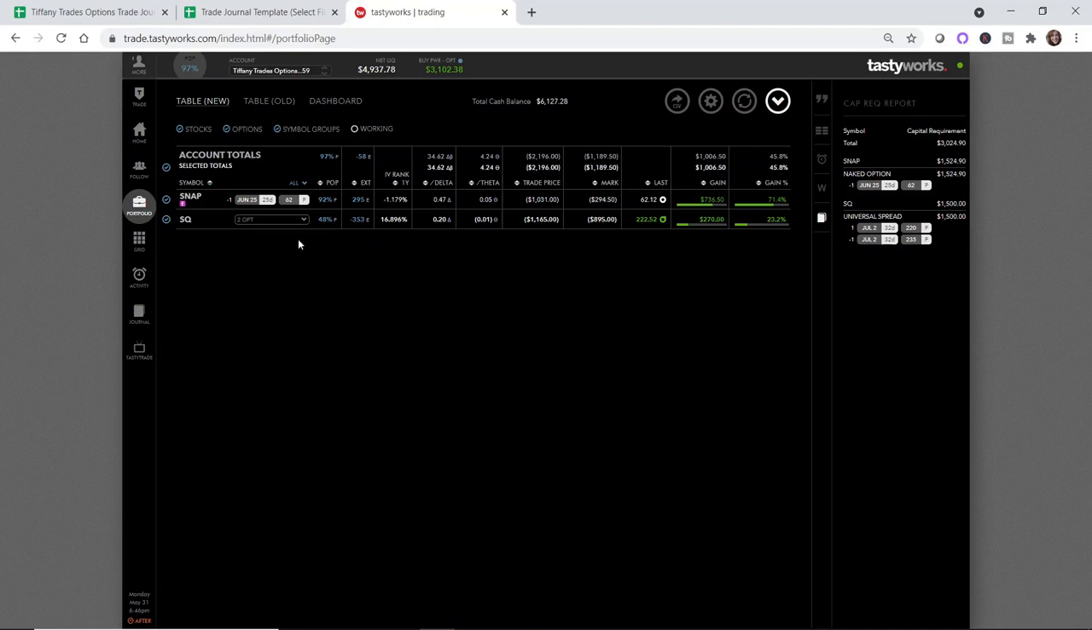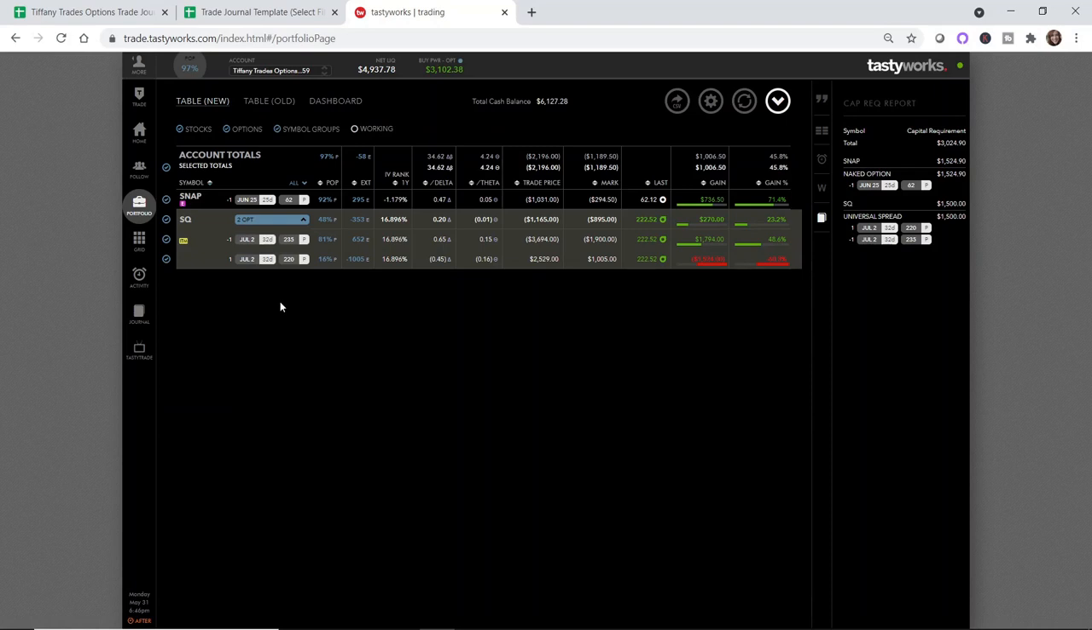The second position I have on is a Square put credit spread. This originally started off as a $5 wide spread a couple of months ago, and I made a somewhat recent video about how to roll in the money put credit spreads, and I made the demonstration of how I typically manage in the money put credit spreads, especially Square, in that video.